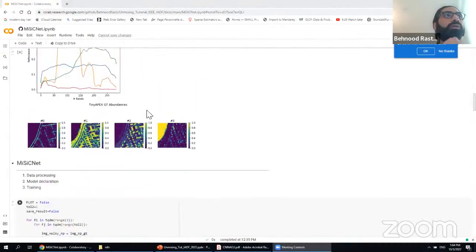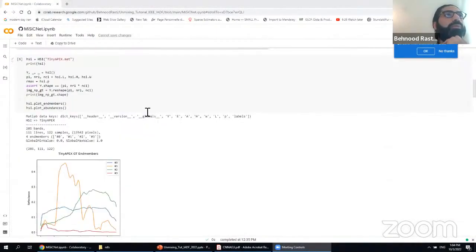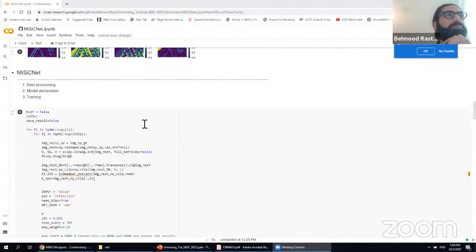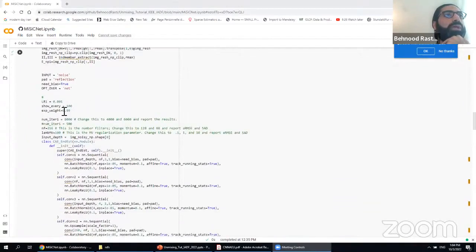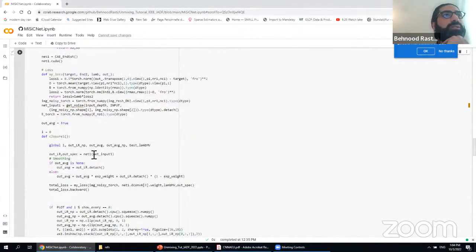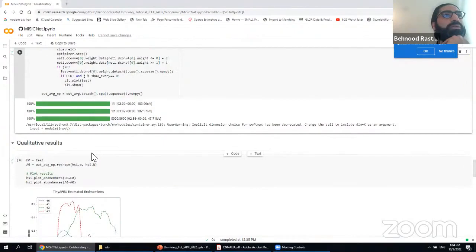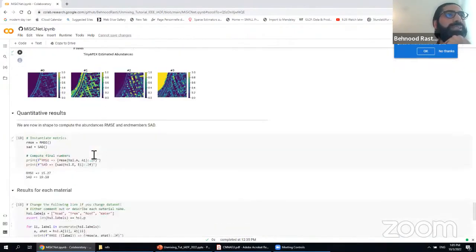Let me share my screen again. So yeah, you see here, basically, you can change the learning rate, or you can change the lambda value here, you can change the number of filters here, number of iterations. So this should provide you all the information that you need for the parameter tuning.